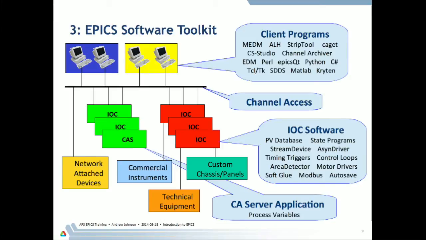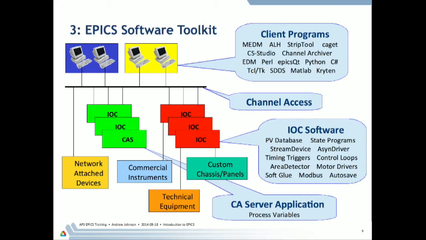The third meaning of EPICS is the software toolkit. So we have this whole list of, there's a subset of the client programs there, channel access in the middle, and the IOC software. So there's lots of different things that can be made to run down on the IOC. So the toolkit is basically the collection of all these different programs.